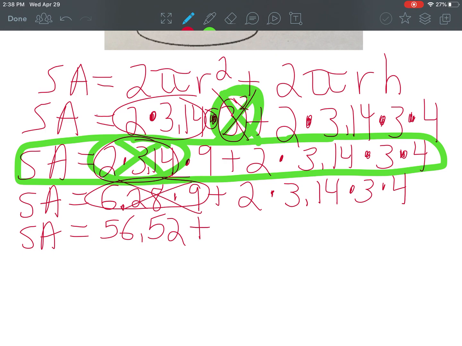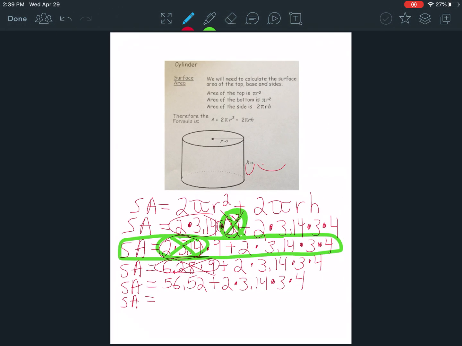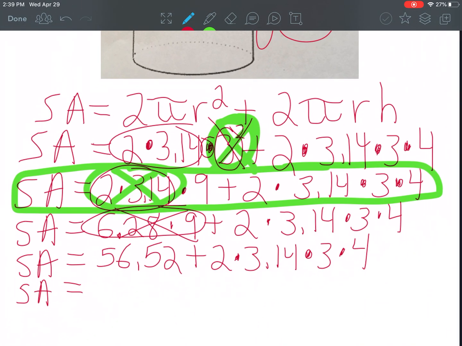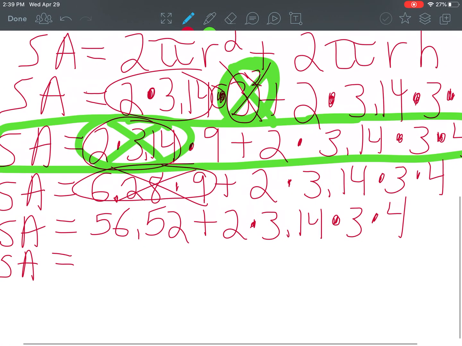Now I bring down my plus sign, I bring down my 2, my times, my 3.14 or 3 and 14/100ths, my times 3 and my times 4. Okay, so now I've made it even smaller. So I go to the next one, surface area equals. Now this says 56 and 52/100ths plus 2. Well, I can't do that yet, because remember my order of operations, I have to do all my multiplication first. So I need to continue moving on with multiplication.